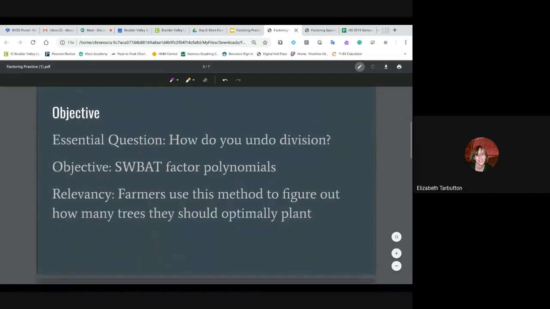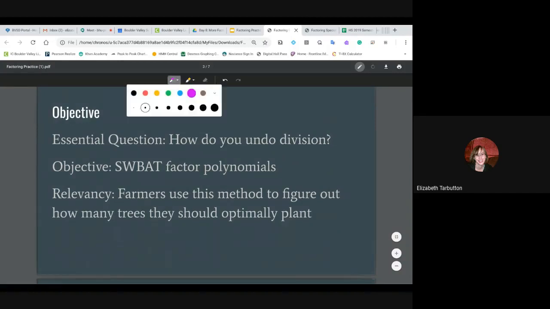Today, we're going to just be working on factoring those polynomials again. Our essential question: how do you undo multiplication? And farmers actually use factoring to figure out how many trees they can plant. We want to look for the optimal amount of trees in their orchard.